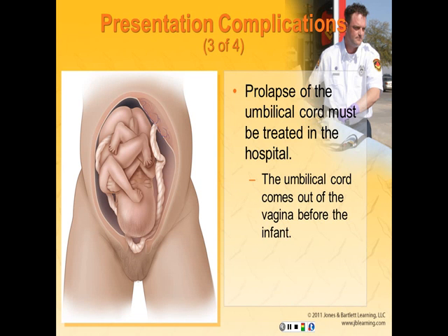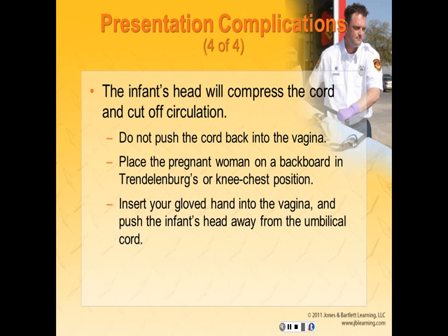You place the woman on a backboard in the Trendelenburg position or in a knee-chest position. Either of these positions is meant to help keep the weight of the infant off of the cord. Carefully insert your sterile gloved hand into the vagina and gently push the infant's head away from the cord. Wrap a sterile towel, moistened with saline, around the exposed cord and give the patient high-flow oxygen and provide rapid transport.